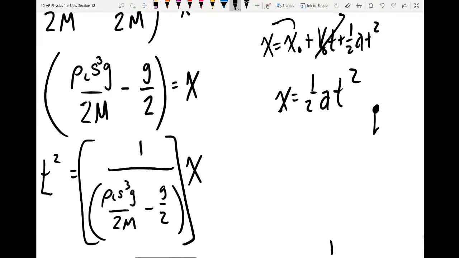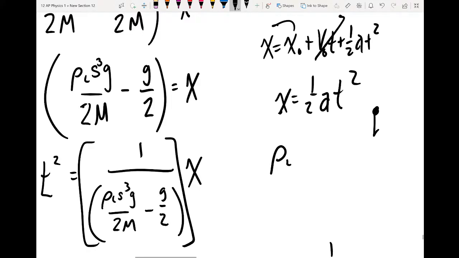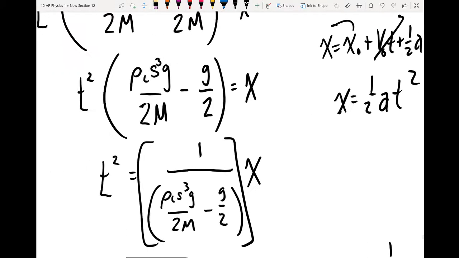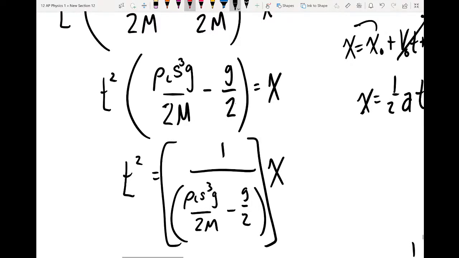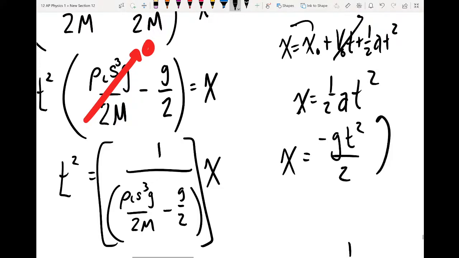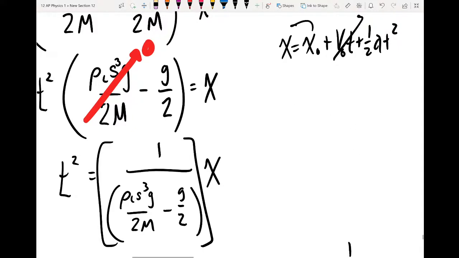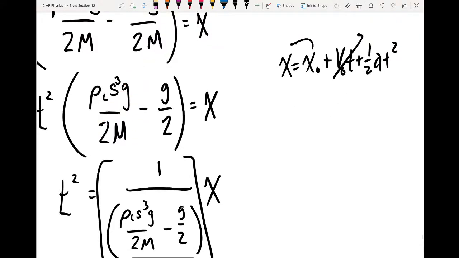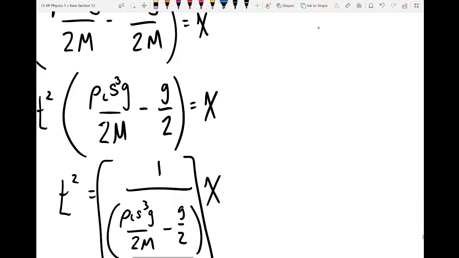So in air, we're going to assume that the density is really low, so it's about 0. So we can check our equation and say if this term is 0, if rho is 0, then our equation turns into x equals negative g t squared over 2, which is what we have up there. So I just wanted to say that really quick because I think it's cool and helpful for us to be able to check our equations. So that was one thing.